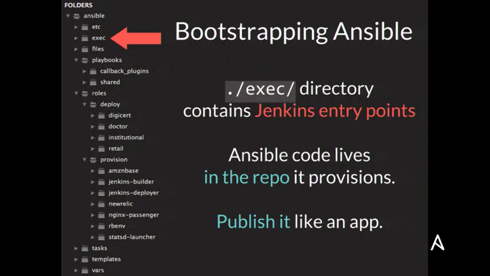So when the Jenkins builder goes through and creates a tarball for Rails applications or a war for Tomcat applications, it actually creates a tarball of the Ansible folder as well, so that it can be unpacked on a Jenkins box, and then we can just run an exec script.